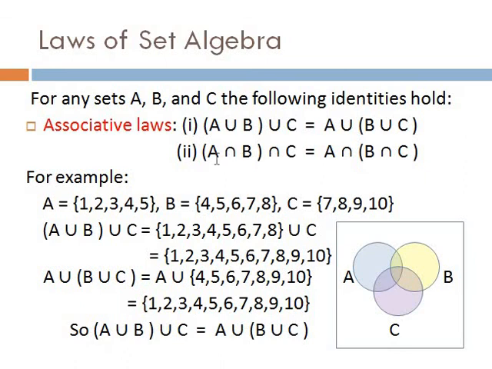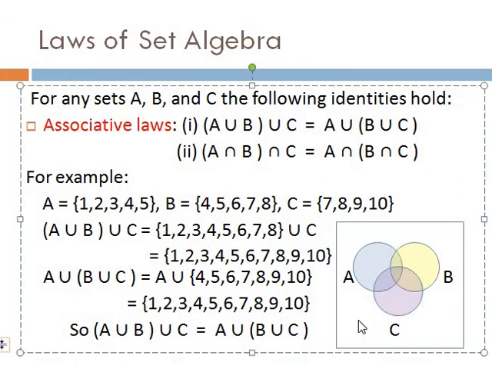Similarly, for intersection, A intersection B intersection C: the intersection of A and B represents the common part, and the intersection with C leaves only this common part. Similarly, if you take the intersection of B and C, the common part is this, and with the intersection of A, the common part is the same portion. This portion is the A intersection B intersection C set.